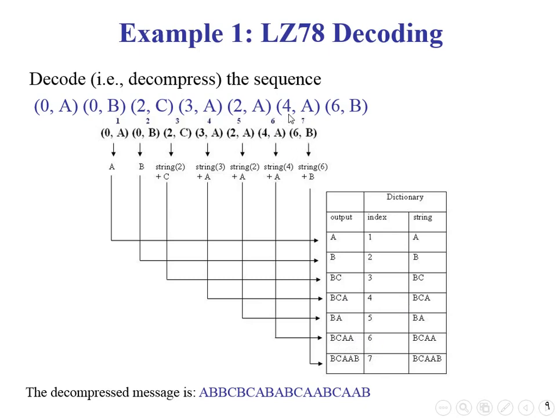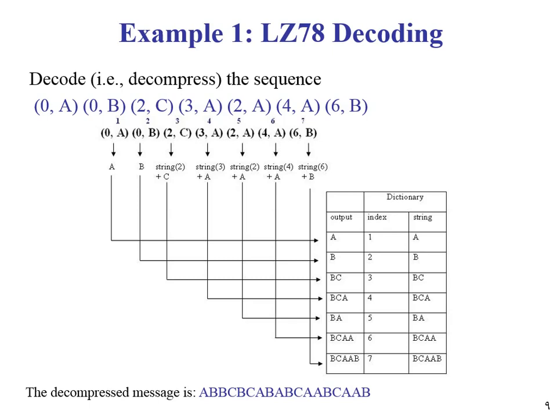The final code word is 6B. 6 represents BCAA and we add the last character B. Therefore, the output for the received code words is A, B, B, A, B, B, C, B, C, A, B, A, B, C, A, A, B, C, A, A, B. This is the original string that was encoded at the transmitter. This is a lossless encoding algorithm.